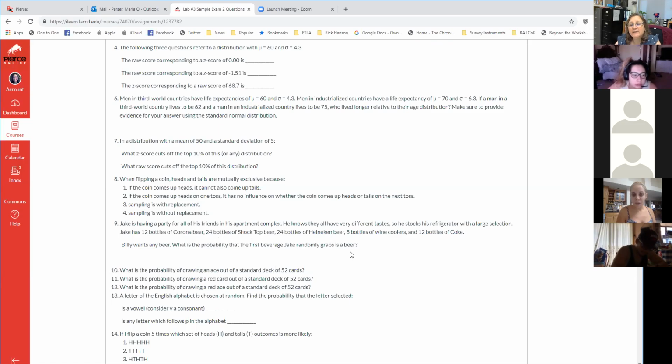Well, it's asking you what's the probability that Jake goes in there and grabs a bottle of beer. It's the same thing as when you're playing cards. You have a deck of 52 cards. What's the probability of you pulling out a particular card? It's the same idea. Here, I don't tell you the total number of bottles. I give you the different types of bottles and the number of each type. So all you need to do is add everything up and then divide.